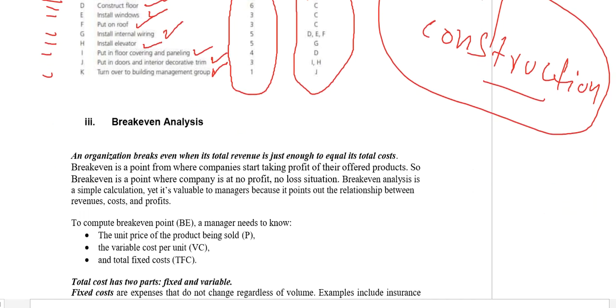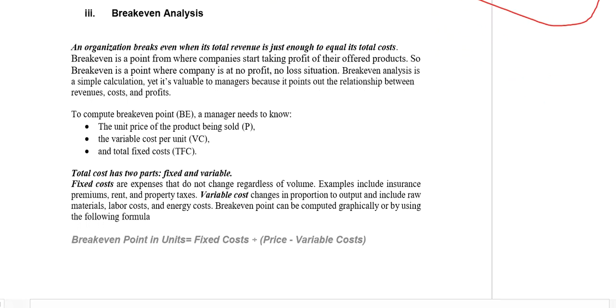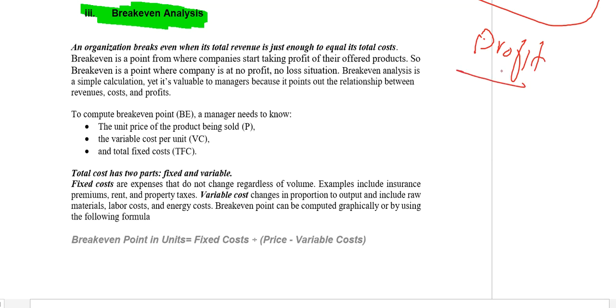So the third technique of resource allocation is break-even analysis. Students, sometimes organizations do some business activity and they get some revenue, and the revenue exceeds their cost, which becomes profit. But sometimes the revenue of the company does not exceed their cost, and they get a loss in the business.